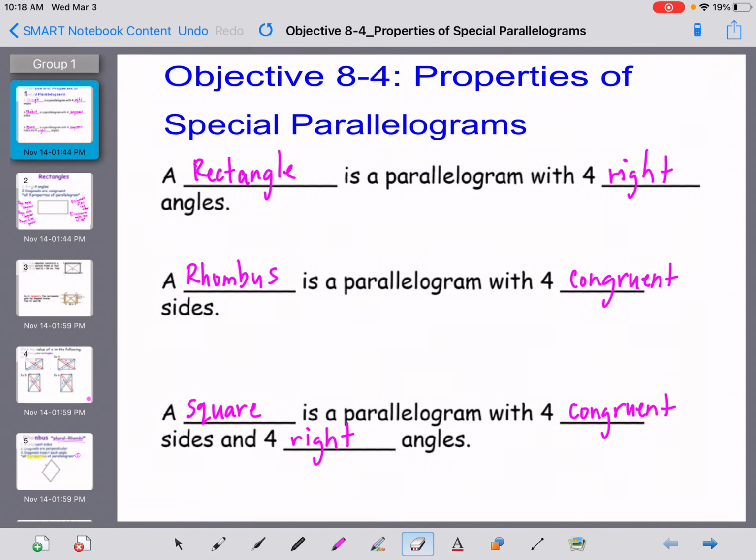So today we're going to move into Objective 8.4, which is properties of special parallelograms. A rectangle is a parallelogram with 4 right angles. A rhombus is a parallelogram with 4 congruent sides. A square is a parallelogram with 4 congruent sides and 4 right angles.